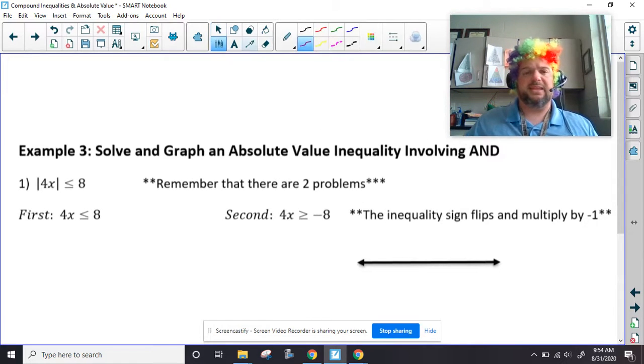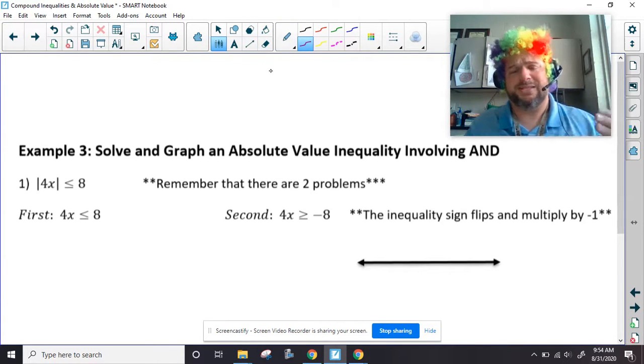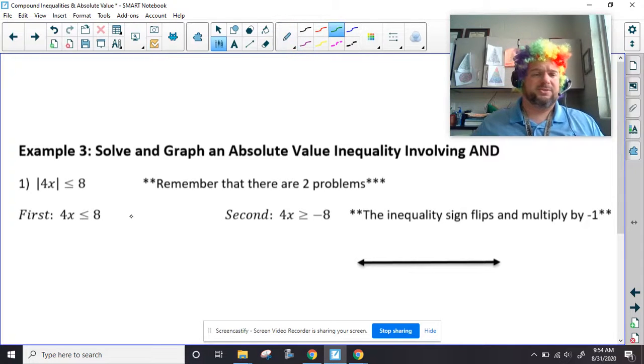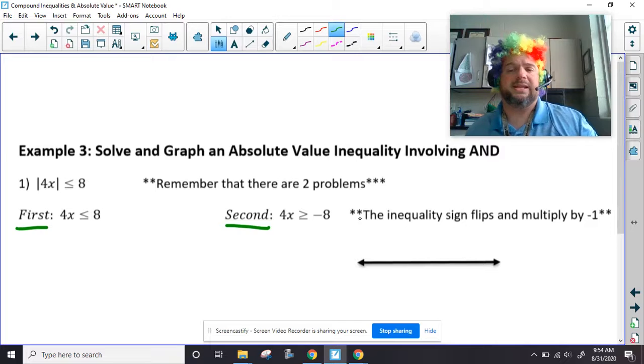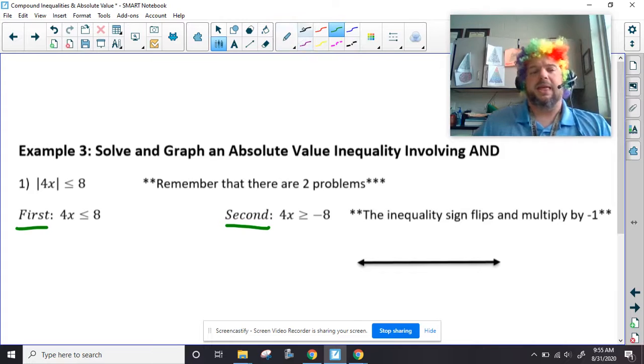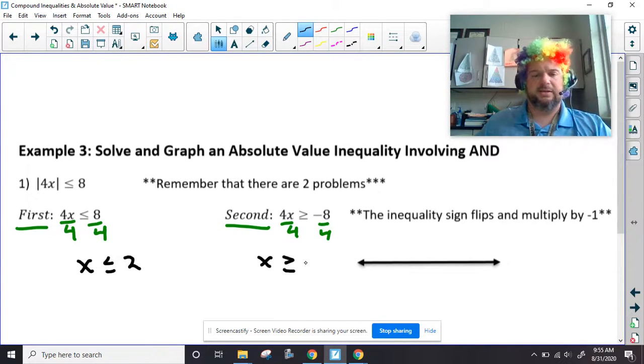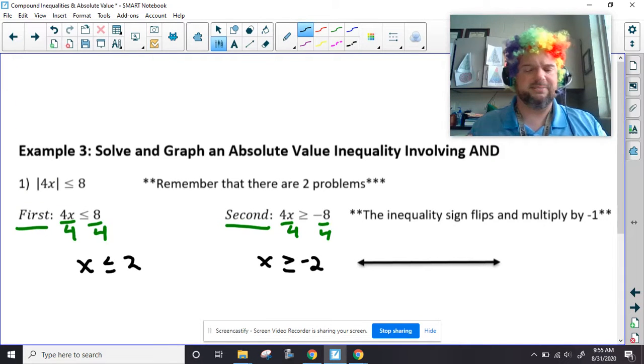I actually had to remind myself, as I'm scratching my head, this wig is itchy. Please remind yourself that there are still two problems. You're going to have one that looks very similar, and for the second one, you flip the inequality sign and multiply whatever is right here by -1. This is what makes it an and. I'm going to divide by 4 on both of them. So I get x is less than or equal to 2, and x is greater than or equal to -2. That still doesn't make sense until you graph it.